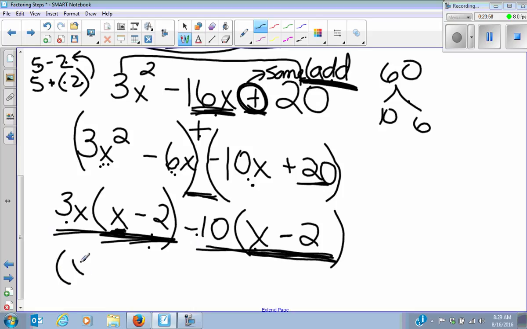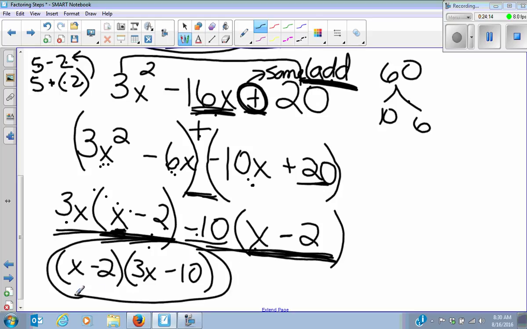They have an x minus 2 in common. And I bubble and I say, okay, what's left over in the first one? Well, 3 is left over. And 10 is left over. And it's a negative 10. So make sure you put that subtraction. Boom. There it is, factored out.